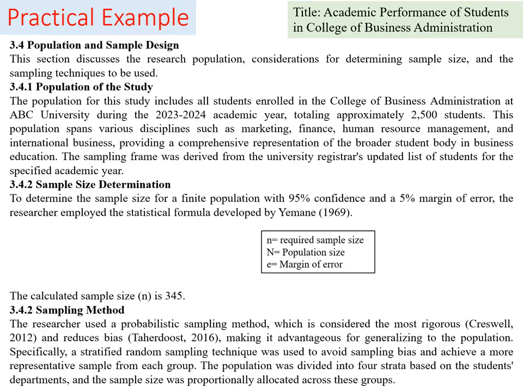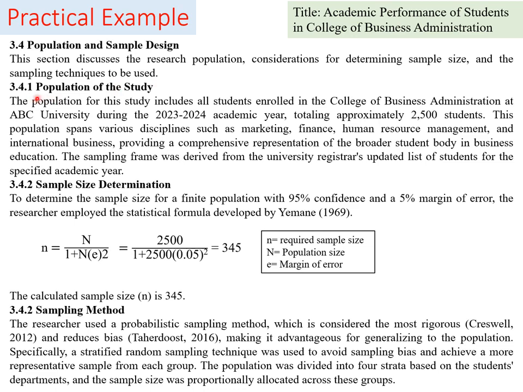Now it is time to give you a practical example. The title is Academic Performance of Students in a College of Business Administration. As you see, you can write the subtopics of your thesis like population and sample design, population of the study, sample size determination, and sampling methods. This section discusses the research population, the consideration of determining sample size, and the sampling techniques to be used.